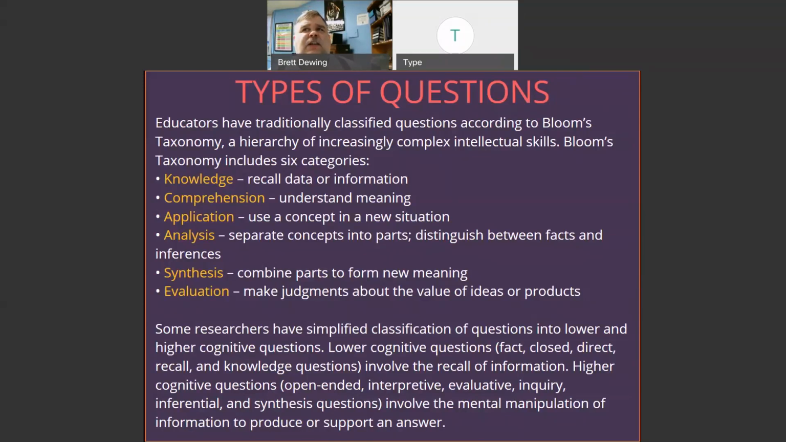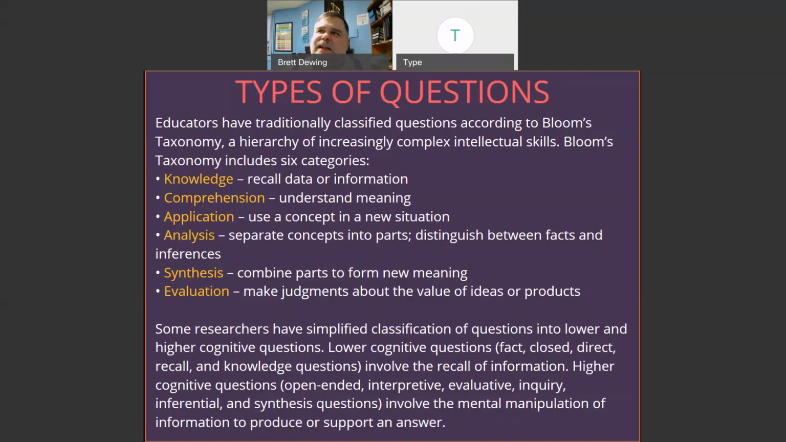Knowledge is just recalling data or information. So if I told you Asian small-clawed otters are the most vocal species of otter, and then 2 days later I asked you what species is the most vocal of all otters, and you could say Asian small-clawed otters. That is knowledge. That's just recalling the data or the information. Very important, but it's not very complex. You just sort of memorize things.